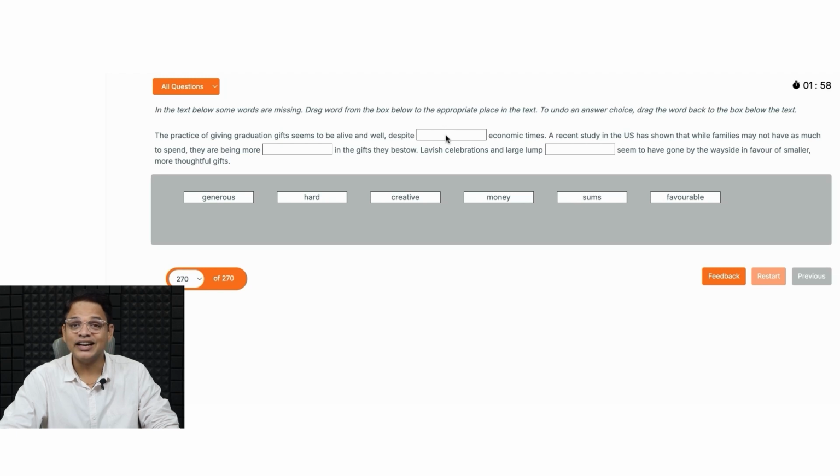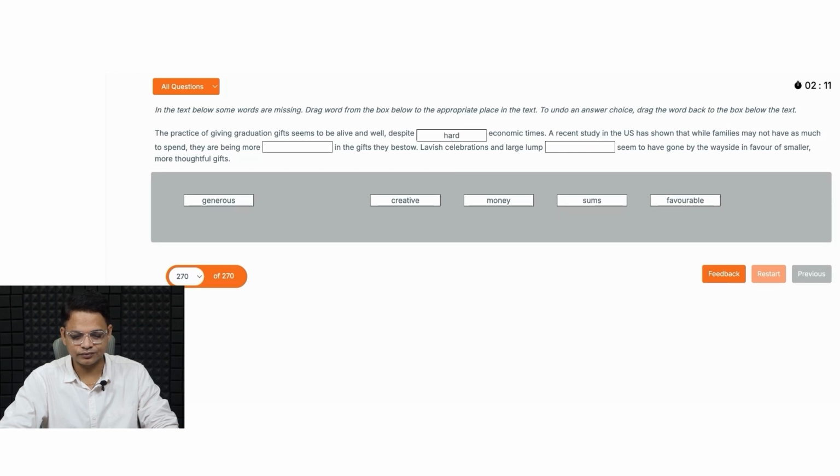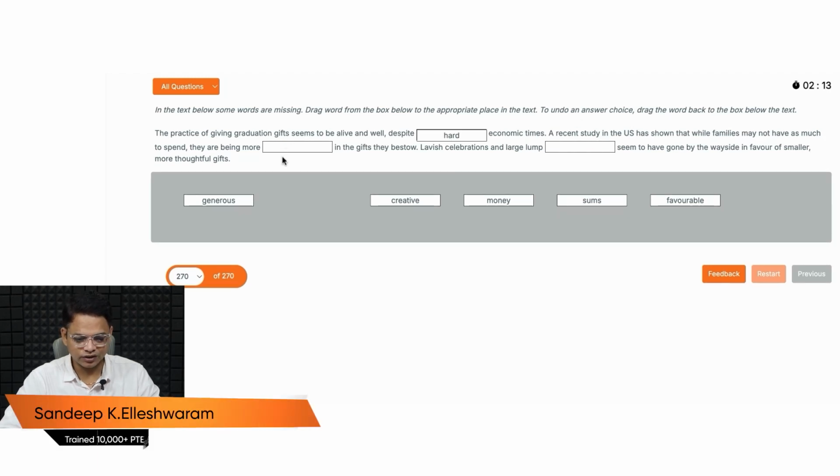Let's look at negative adjectives for the blank. Generous, positive. Hard, negative. Creative, positive. Money, lump sums, favorable. No. So what? Hard economic times. Okay. So the next one.